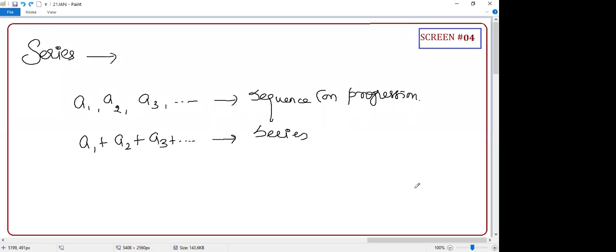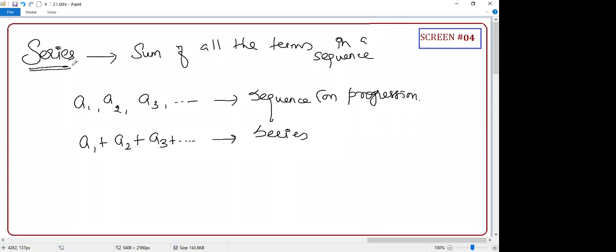The sum of the sequence. Yes, sum of the terms in the sequence. Sum of all the terms present in a sequence. Sum of all the terms in a sequence or a progression is called a series. Sir, you already said series. Progression is nothing but sequence. Yep, that's what I said. You can write sum of all the terms in a sequence or progression. Instead of this word, you can put progression. I'm saying that. Clear? Yes, sir. Right. Any doubt?